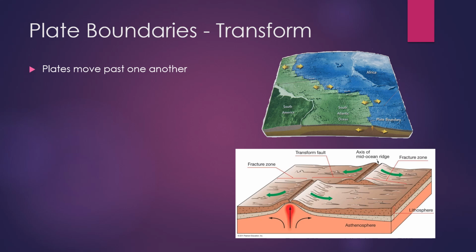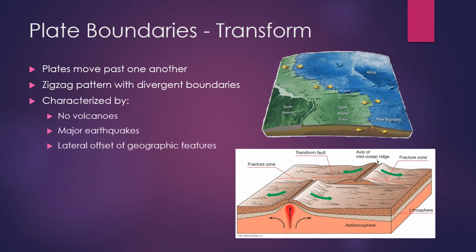Transform faults along mid-ocean ridges will run perpendicular to the axis of the ridge. See here we have the ridge running mostly north-south, and the transform faults run east-west, shown by the white arrows. The zigzag pattern often noted along the ridges reflects the alternation of spreading segments with transform fault boundaries. The most noted transform fault is the San Andreas Fault in California, caused by the North American plate and the Pacific plate moving past one another.